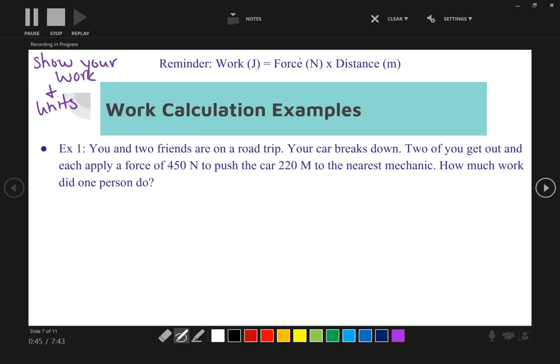Example 1. You and 2 friends are on a road trip. Your car breaks down. 2 of you get out and each apply a force of 450 newtons to push your car 220 meters to the nearest mechanic. How much work did one person do?